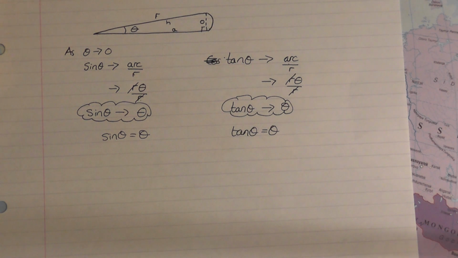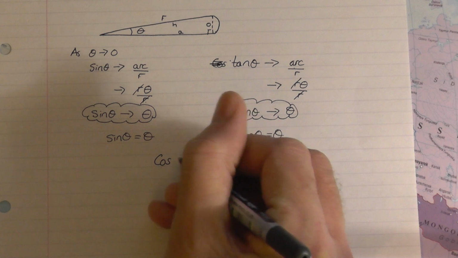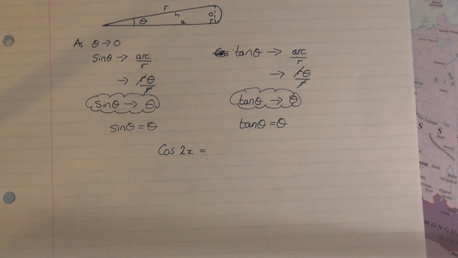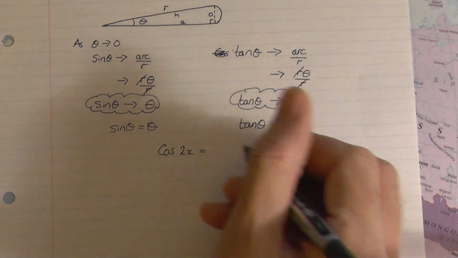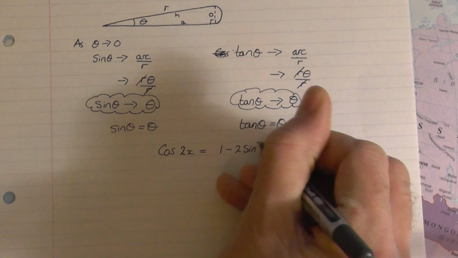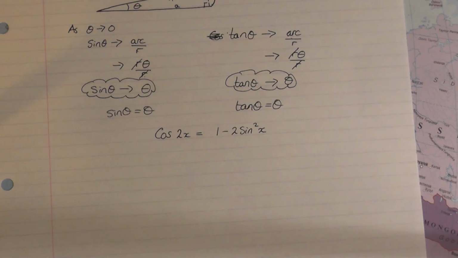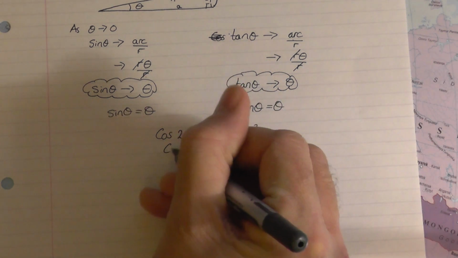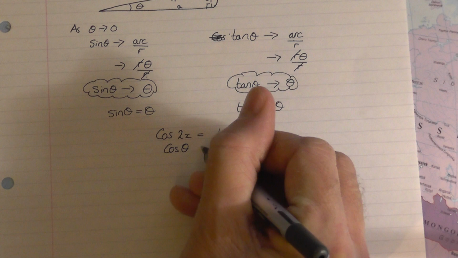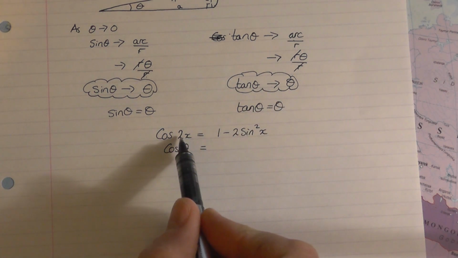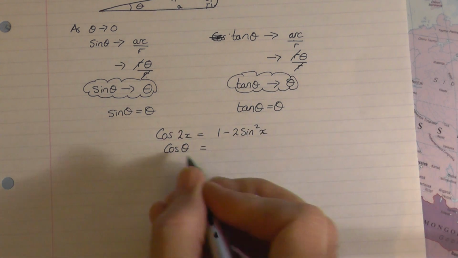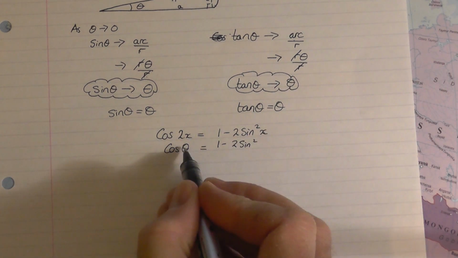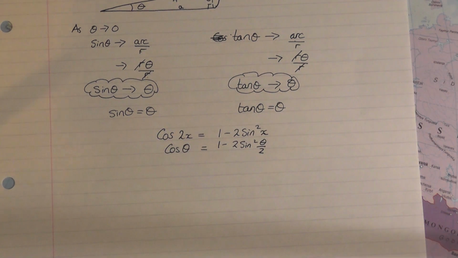Well, cos theta works in a slightly different way, and what we're going to do is make use of this identity, which we should know from our double angle identity trig work. Cos of 2x is the same as 1 minus 2 sine squared x. That's one of the versions of cos double angle that you should be aware of. Now in this particular case, I know what sine theta is, I know what tan theta is, I'm trying to work out what cos of theta is. So cos of 2x is 1 minus 2 sine squared single x. So cos of theta is 1 minus 2 sine squared, and the 2x becomes 1x, so the theta becomes half theta.